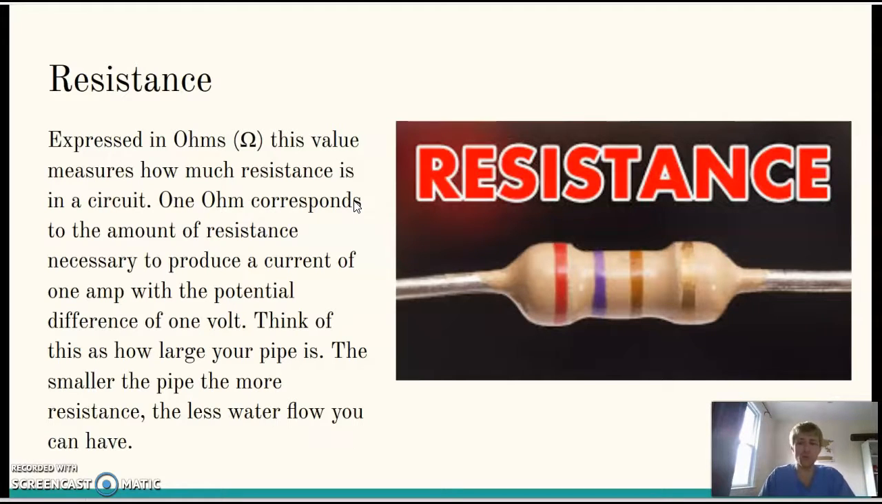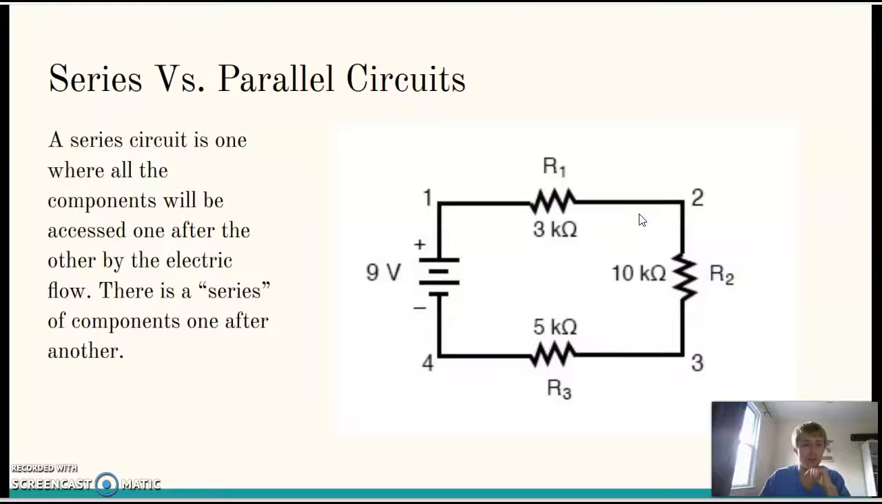So 1 ohm, which is what resistance is measured in, represented by this Greek letter omega here, corresponds to the amount of resistance you would need, so the size of your pipe, if you think about it that way, to have 1 amp, so 6 quintillion electrons per second, if you have the potential difference of 1 volt on either side of that circuit. So, pretty abstract stuff to think about, but you can just imagine the more resistance you have, the thinner your pipes, the fewer electrons can fit through.